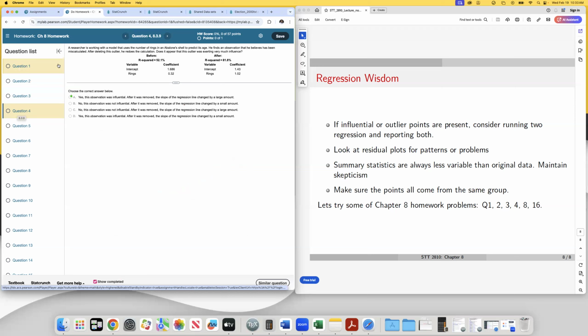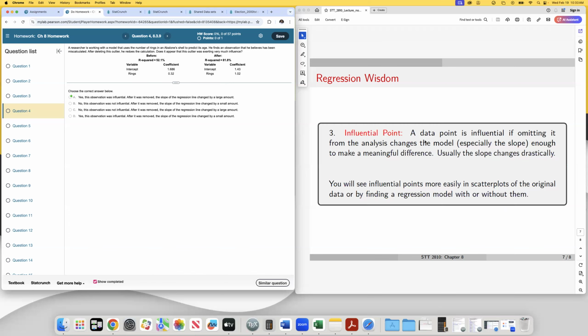So for question 4, we are told that a researcher is working with a model that uses the number of rings in an abalone shell to predict its age. He finds an observation that he believes has been miscalculated. After deleting this outlier, he redoes the calculation. And so the question is, does it appear that this outlier was exerting very much influence? So all they are trying to ask you is, was the outlier influential?